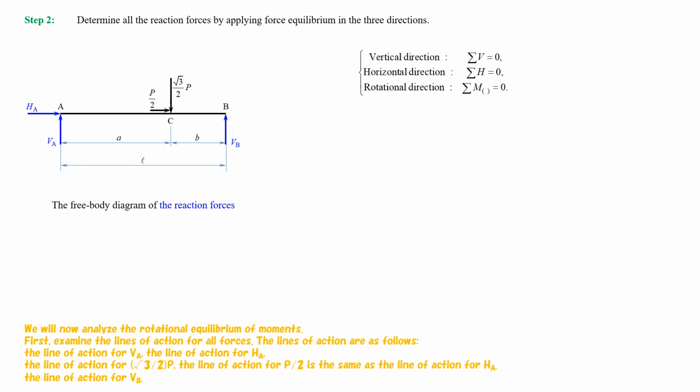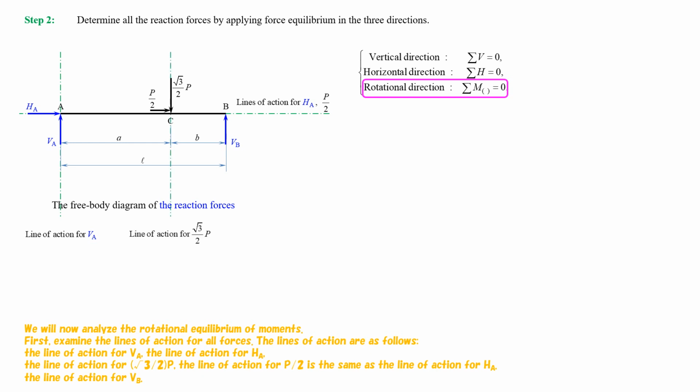We will now analyze the rotational equilibrium of moments. First, examine the lines of action for all forces. The lines of action are as follows. The line of action for VA. The line of action for HA. The line of action for the square root of 3 divided by 2 times P. The line of action for 1/2 of P is the same as the line of action for HA. The line of action for VB.